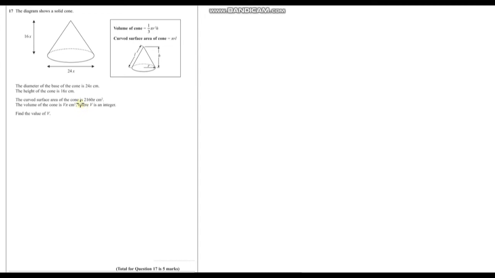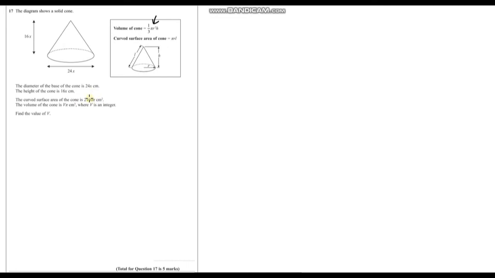We need to find the volume of the cone, and we are given the formulae here, which is quite helpful. First of all, we need to know what the radius is. To work out the volume of the cone, you can see that in our formula is the radius. So we need to work out what the radius is, and to do that we're going to use the fact that we know the curved surface area of the cone.